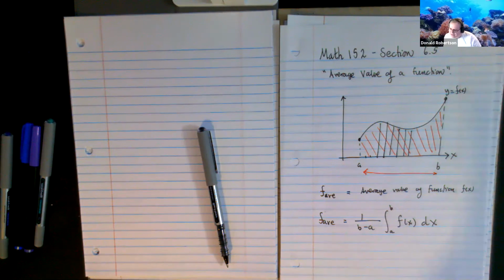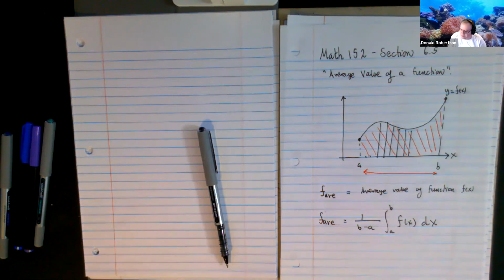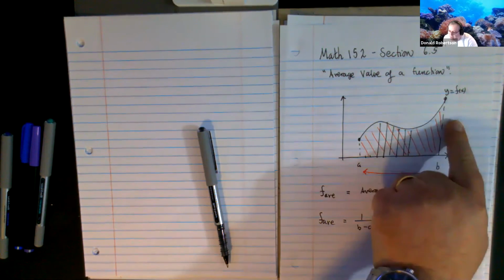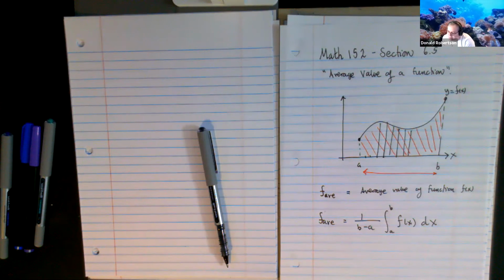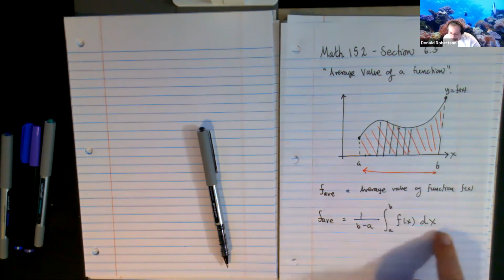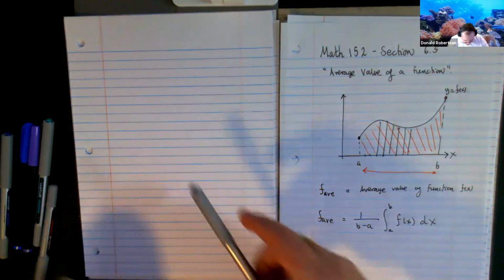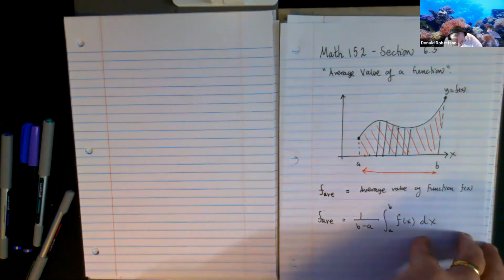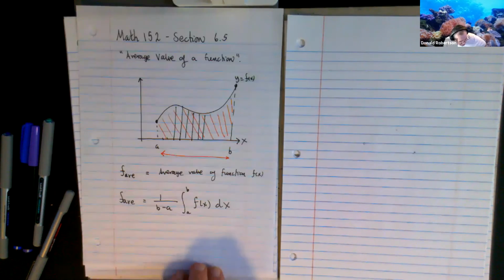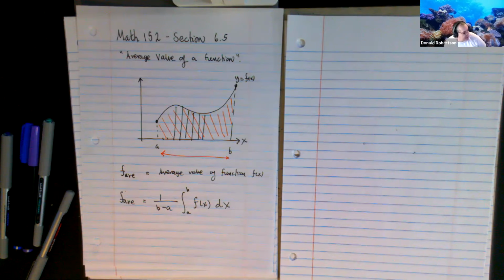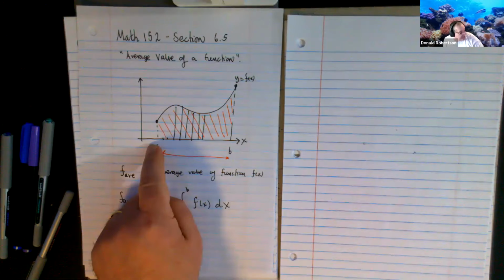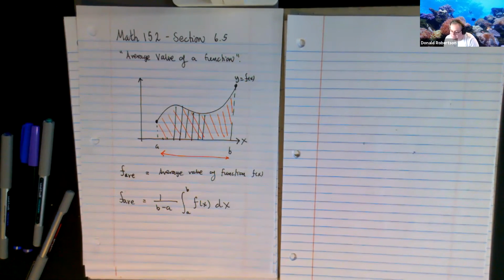Area divided by, isn't width times height the area? Well, if that's the width, wouldn't the average height get you what you need? So it kind of makes sense to me that that's the formula. So what do you get? Well, many of your questions will be straightforward. They'll give you a function, and they'll tell you where to start and where to finish, and they'll ask you to find the average value.